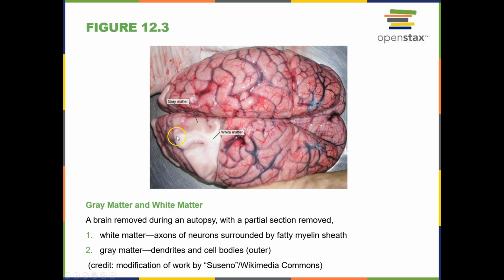Out here on the periphery of the brain, we have gray matter. The gray matter are the cell bodies and the dendrites that take in the information.